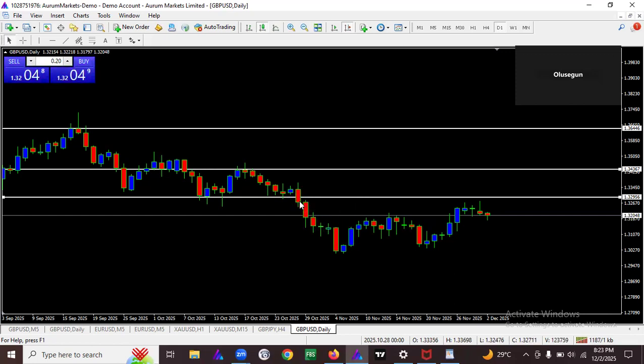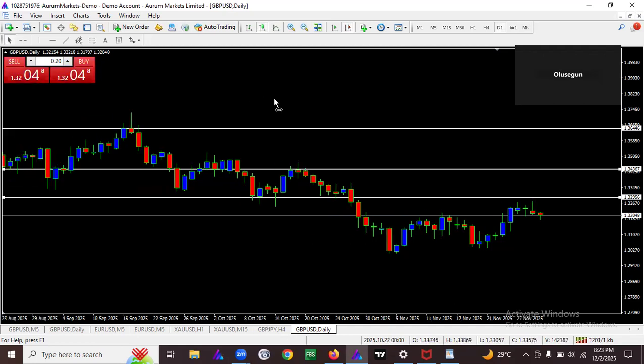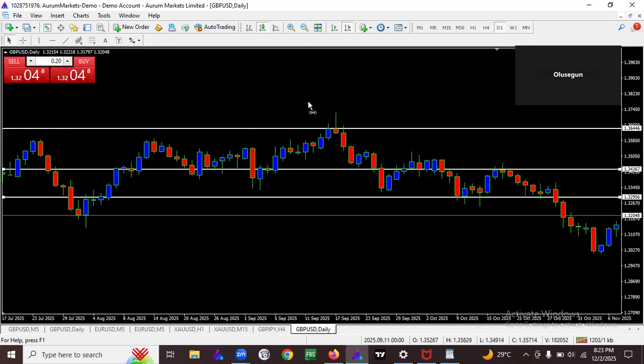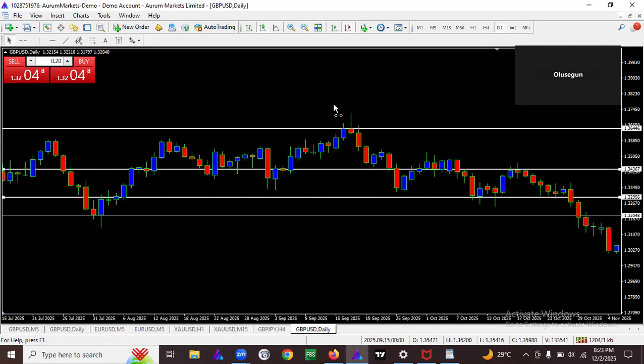Then the next candlestick broke out from that support. So this breakout would have been a good entry to sell. And if you are selling from this point, the high of this candle will be your stop loss. Are you with me? The high of this candle would be your stop loss. So that is how to trade resistance and support.